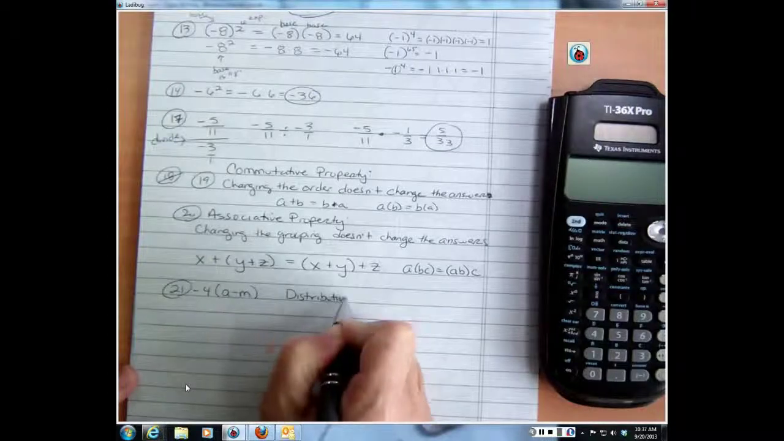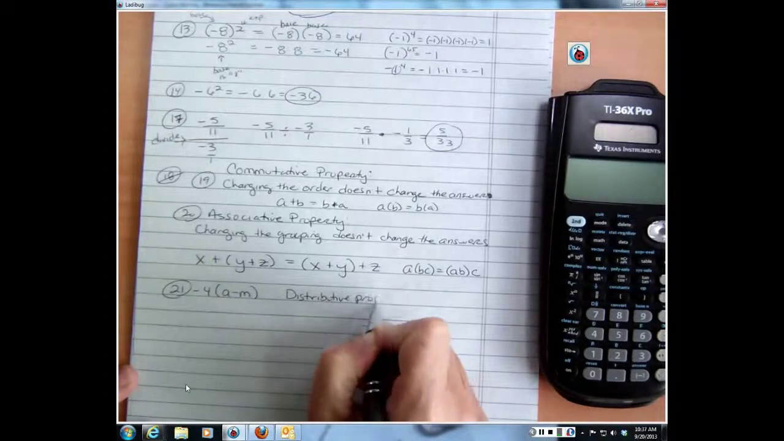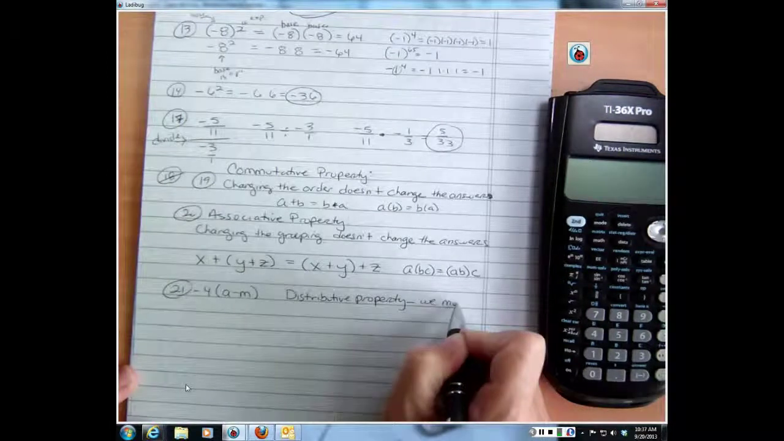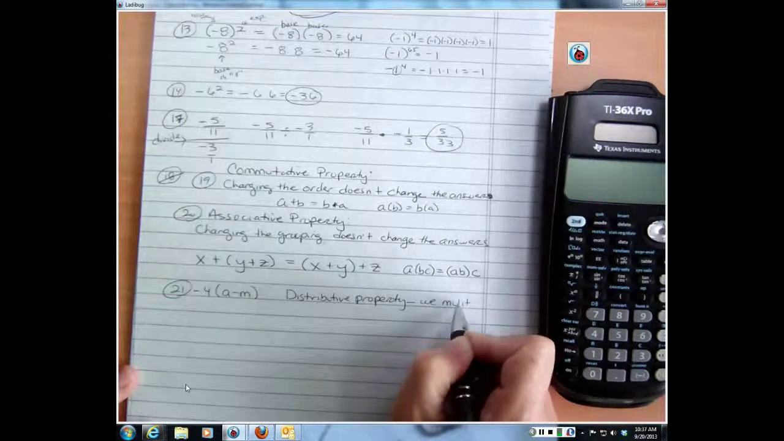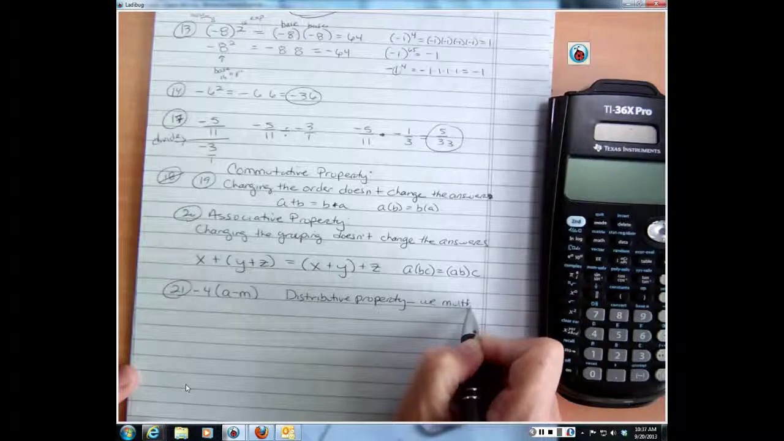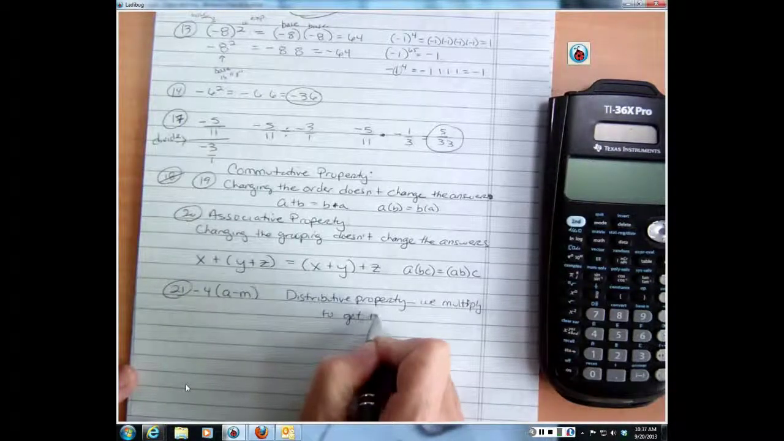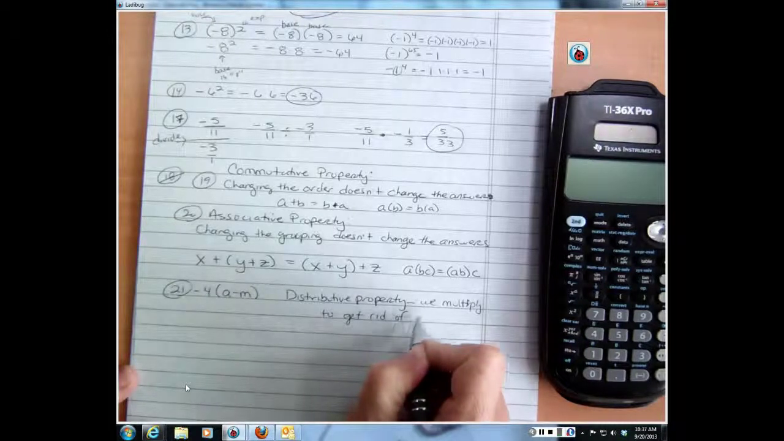And the distributive property, I don't really have a great way to say it, but how I'm going to say it is this: we multiply, we don't spell multiply wrong, we multiply to get rid of parentheses.